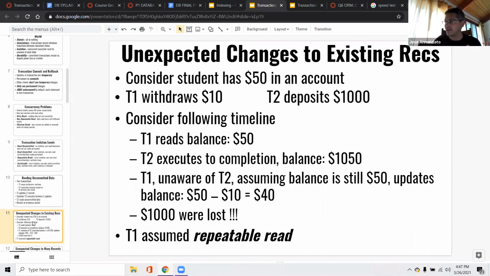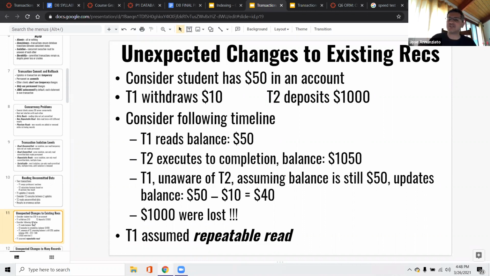Oh, how much do you want? $10? Okay, well, here it is. Here's $10. It dispenses the $10 in the ATM, and then it makes its calculation. Well, 50 minus 10, that's 40. So it basically would want to say, okay, I'm going to go back and tell the database to update so that its balance should now be 40. And that'd be okay if transaction 1 was the only one with access to those $50.